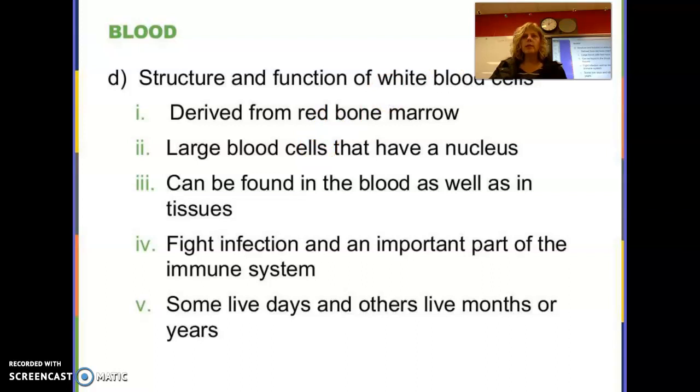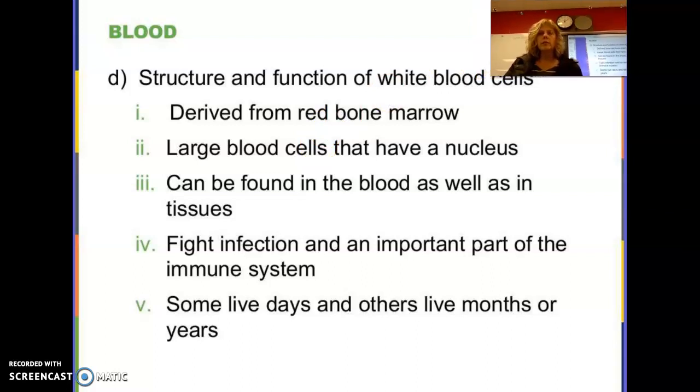So, structure of white blood cells. Again, there are several different kinds. We already said they come from bone marrow, so some of this is repetitive. They come from the red bone marrow. They're much larger than red blood cells. They always have a nucleus. They can be found in the blood, but also in tissues. When tissues get injured, we can find those white blood cells in there.